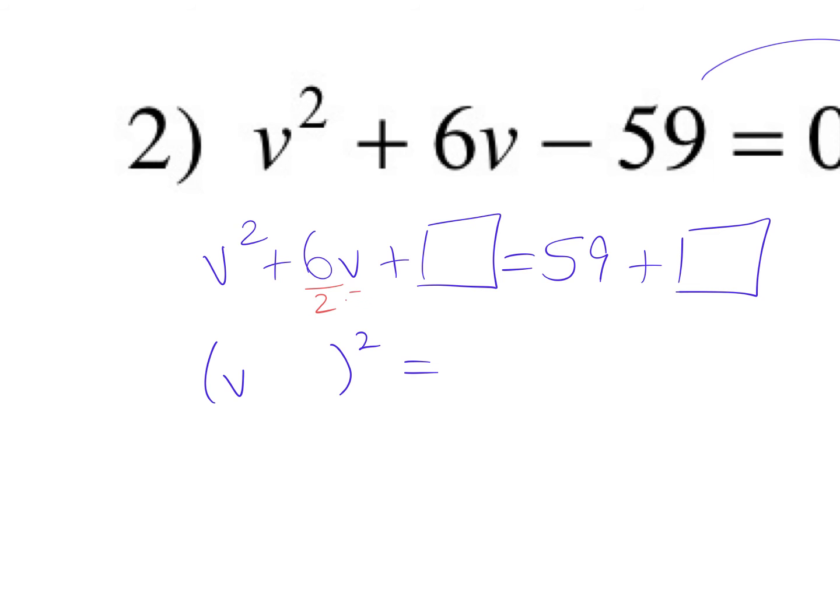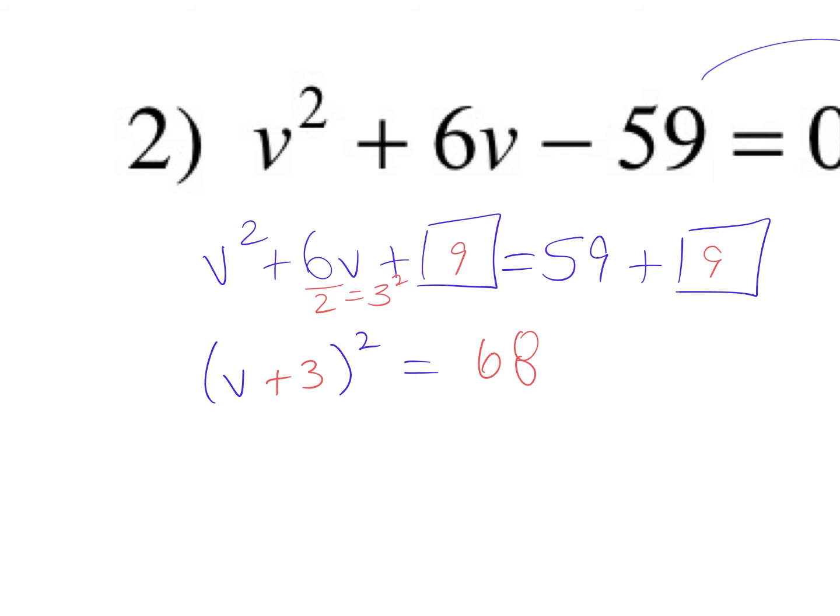V term divided by 2, which gives me positive 3. So I have plus 3 right here. And then what goes inside? 9. Where'd you get 9 from? 3 squared. I like the confidence there. Good. What's 59 and 9? 68. Good.